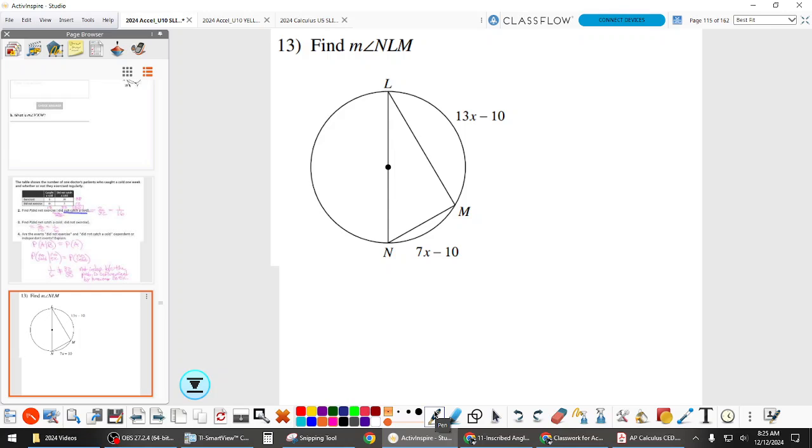All right, so Gabe suggested adding 7x minus 10 and 13x minus 10 to 180. Why would he say that? Because it's a semicircle, right? How do we know that? The diameter goes through the center. Yeah, it's because we're showing that that's the center. We're assuming.